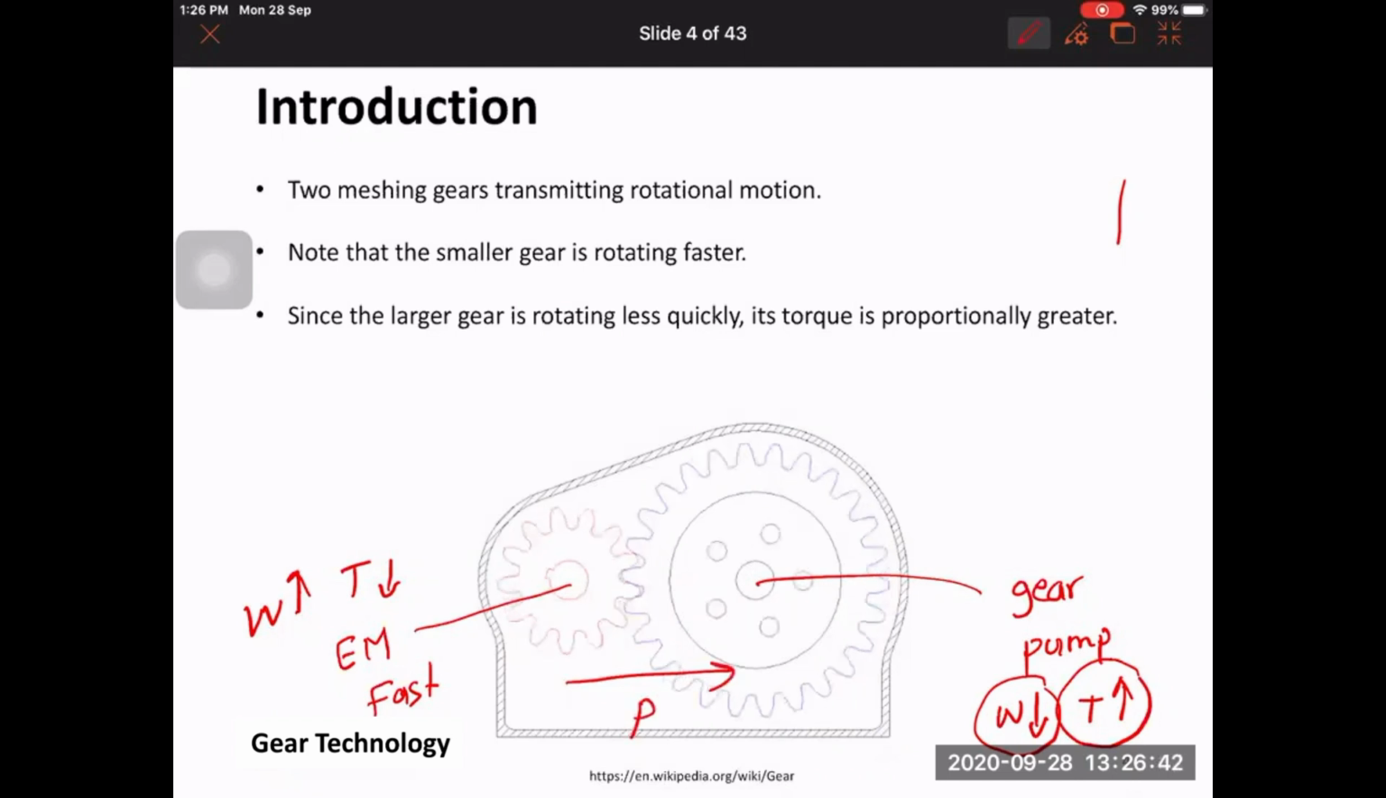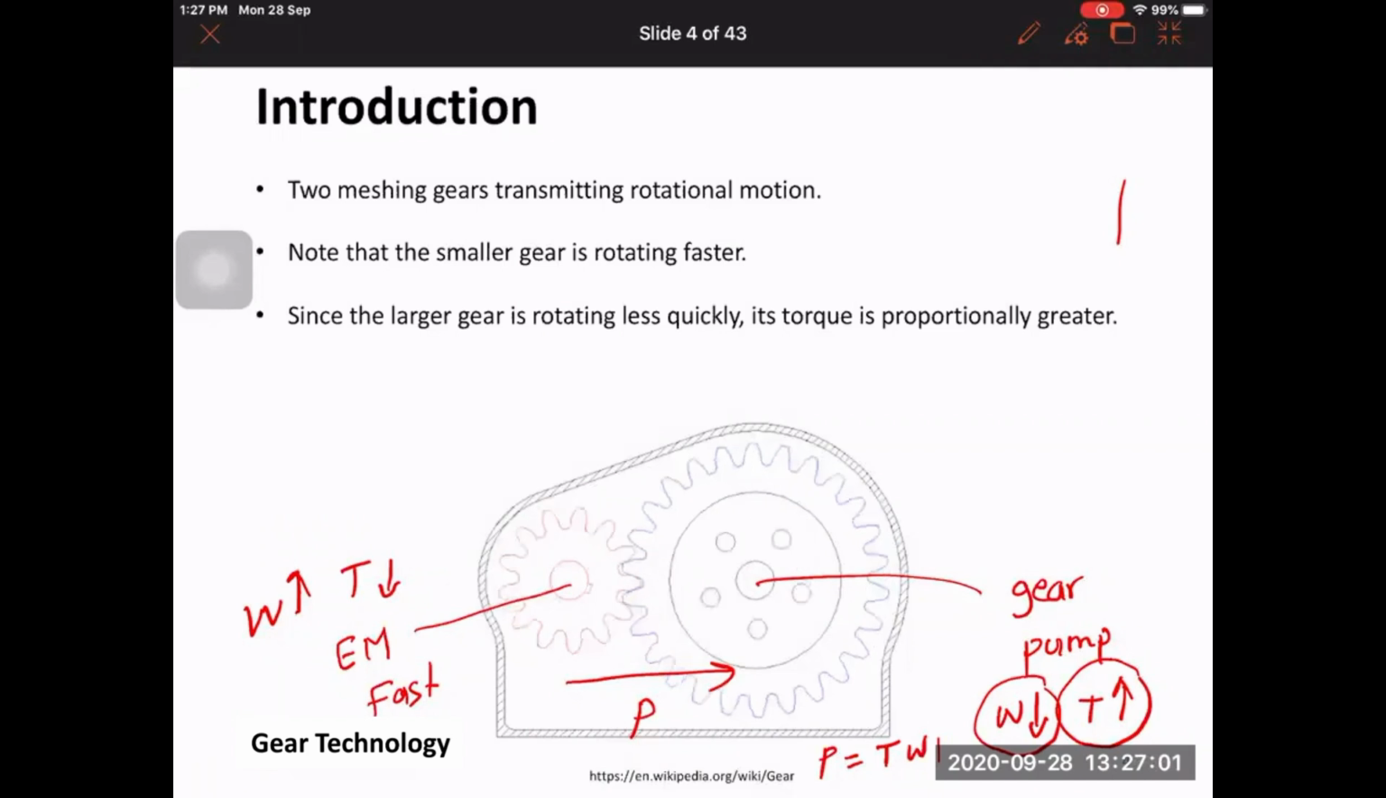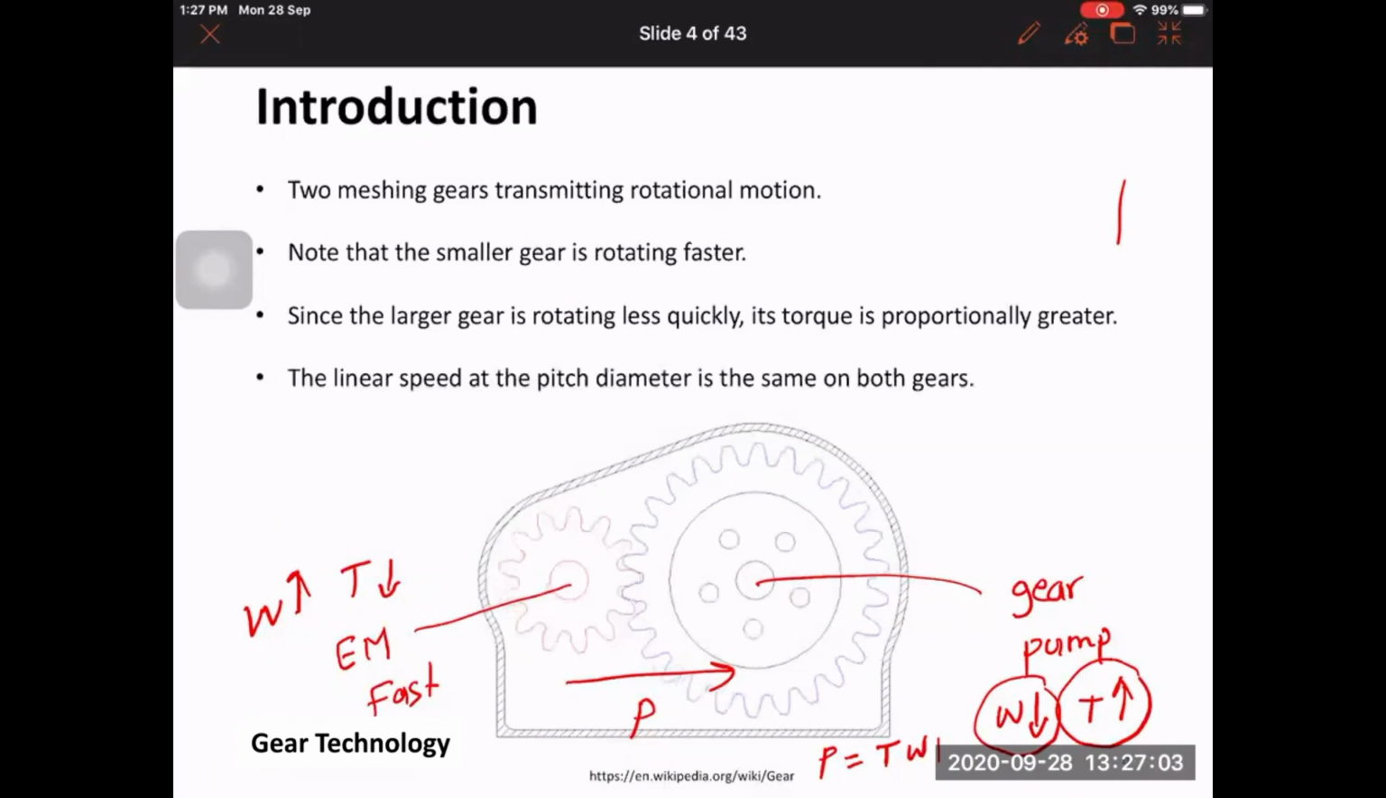So the power is equal to the torque times omega, right? So if the power is constant, when you reduce the speed, you can increase the torque and vice versa. Good. So in this case, the larger gear, or the wheel, rotates less quickly, but the torque here is greater. Okay. So the linear speed at the pitch diameter.